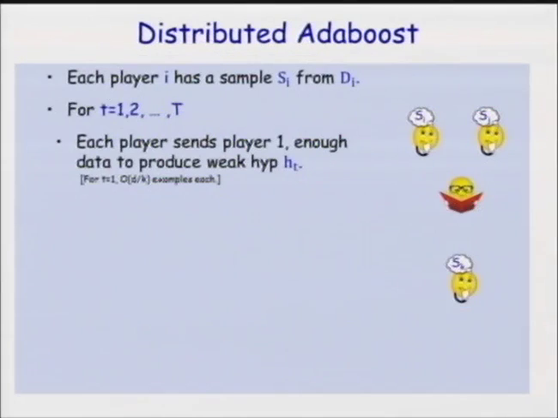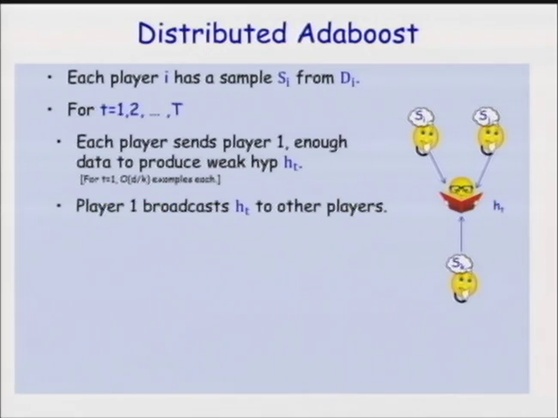Given this, here is our distributed boosting implementation. We proceed in rounds. At the beginning of each round, each player i sends to player 1 just enough examples so that player 1 can produce a weak hypothesis. For instance, in the first round, each player sends only d over k examples. Then player 1 does the computation: he computes a weak hypothesis over the current distribution D_t. And then player 1 broadcasts the current hypothesis h_t to all the players.